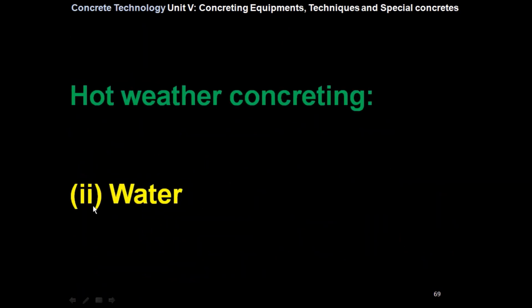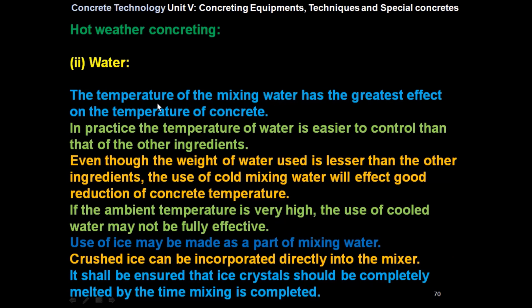Now we will see the water. The temperature of the mixing water has the greatest effect on the temperature of concrete. In practice, the temperature of water is easier to control than that of other ingredients. Even though the weight of water used is less than the other ingredients, the use of cold mixing water will effect a good reduction of concrete temperature.